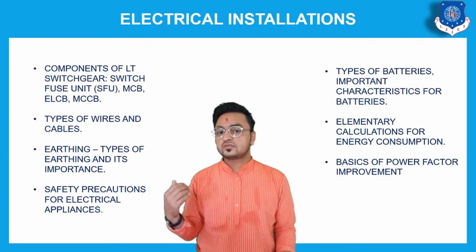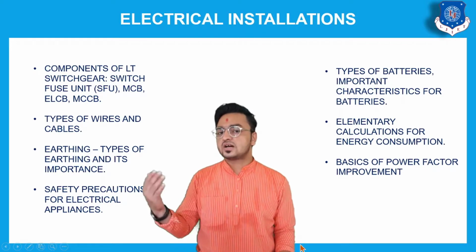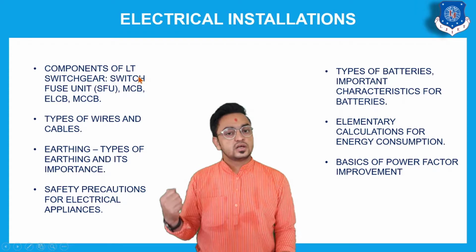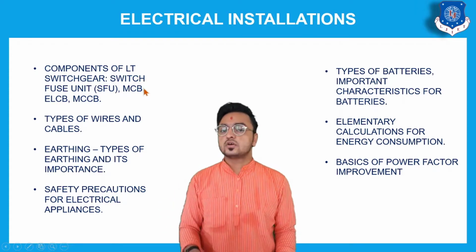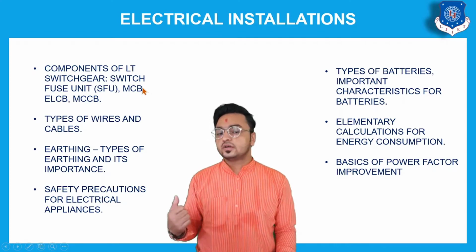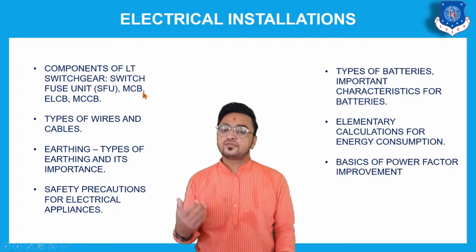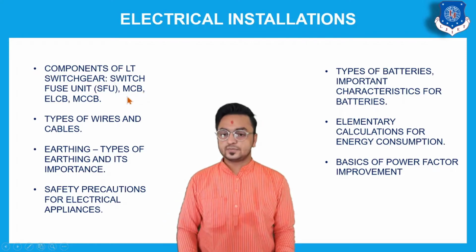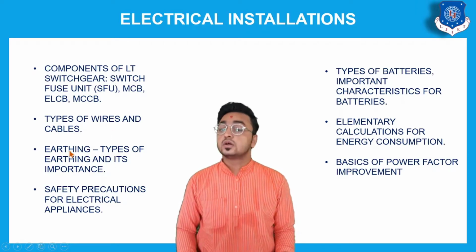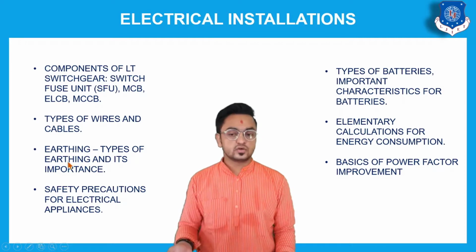These are the topics which will be discussed in this chapter. If we start with the first topic, that is components of LT switchgear. LT means low tension, meaning low voltage switchgear. Here we will discuss fuse, MCB, MCCB, SFU, and ELCB. Next, we will discuss various types of wires and cables. Next, we will discuss earthing, why we need earthing, and various types of earthing.